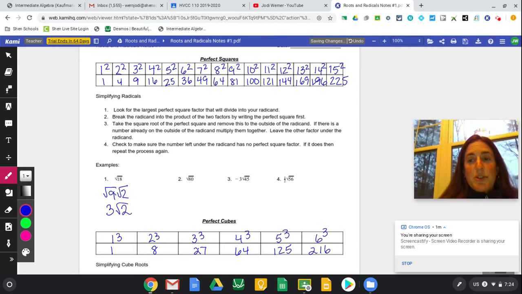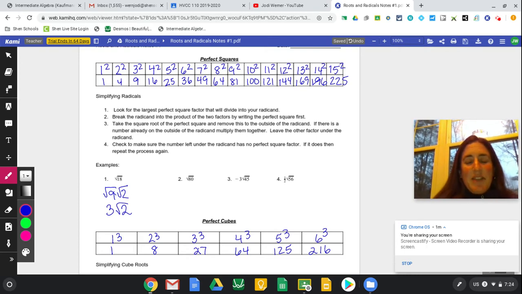There is no square root of 2, so we leave it underneath the radical symbol. If I didn't pick the largest perfect square factor to begin with, the number underneath the radical might need to be broken down again. But in this case, I did a good job.